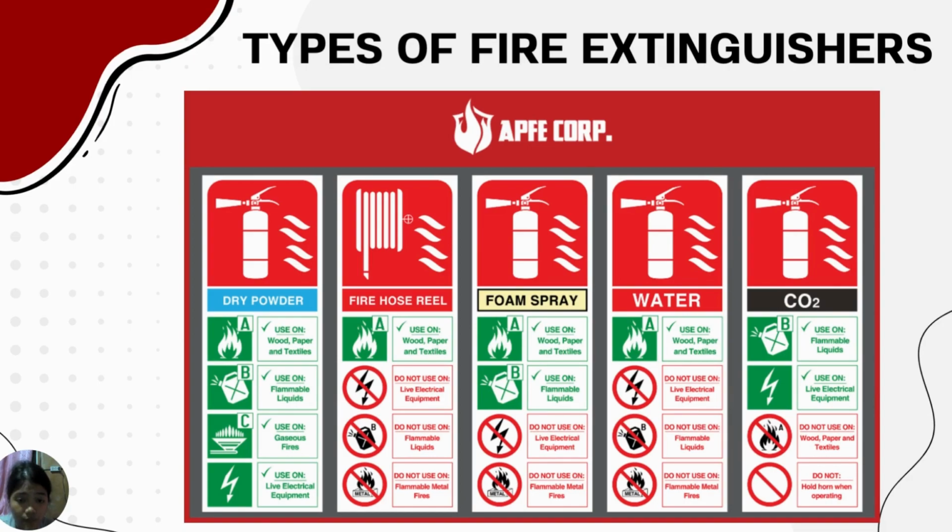With water, you are allowed to use this on Class A, and you're not allowed to use this fire extinguisher on live electrical equipment, flammable liquids, and flammable metal fires. The last type of fire extinguisher is the CO2 fire extinguisher, and you can use this type on Class B and live electrical equipment, but you're not allowed to use this on wood, paper, and textiles. Also, do not hold the horn when operating.